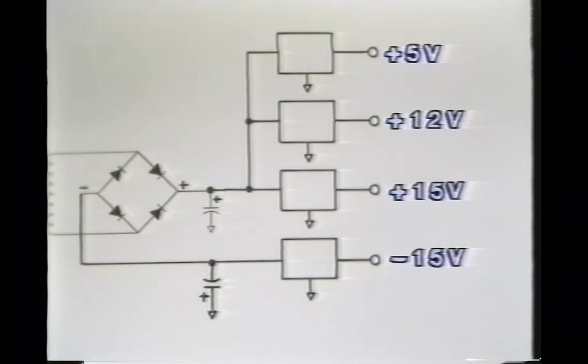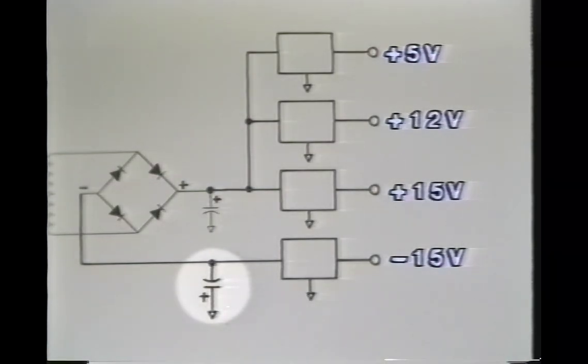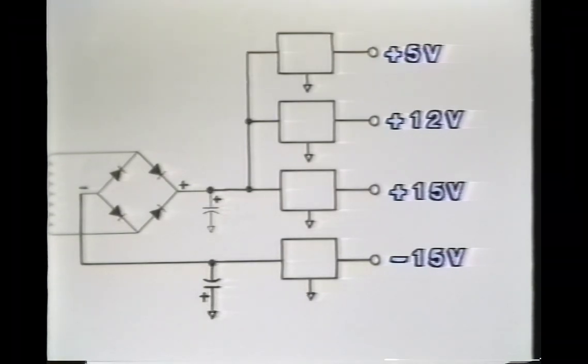Notice too that the capacitor in the negative supply is apparently connected backwards. The positive terminal of the capacitor is grounded. This is extremely important because remember, a capacitor is polarized. In a negative supply, the filter capacitor will always be connected this way.